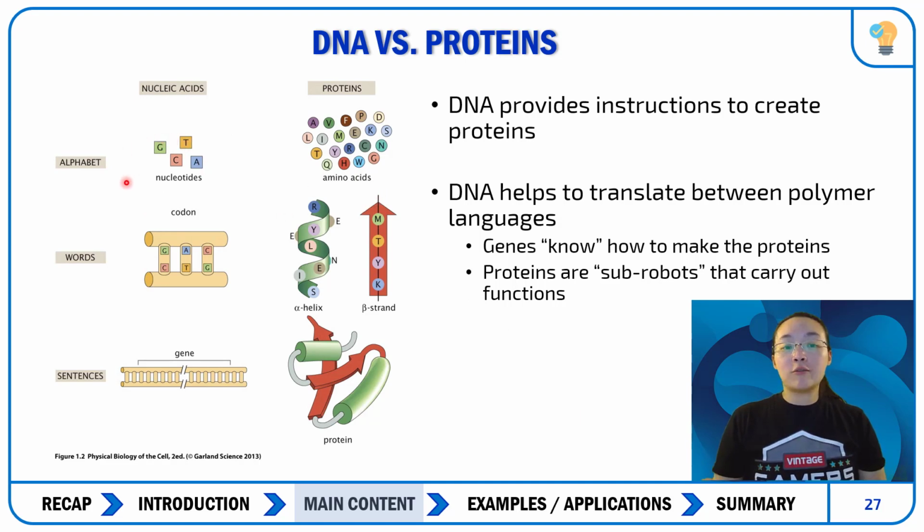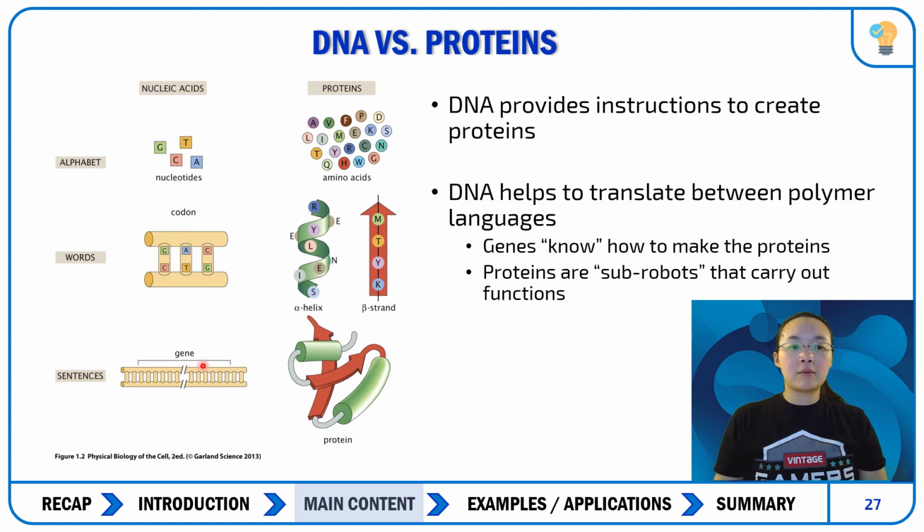In terms of the alphabet, which is basically the building blocks, you have nucleotides for nucleic acids and you have amino acids for proteins. The words, or what is most important about each of these macromolecules, for nucleic acids you have codons, and then for proteins, you have the alpha helix and the beta strand. So those are essentially the step-ups from the building blocks to create certain combinations that will allow for further functionality.